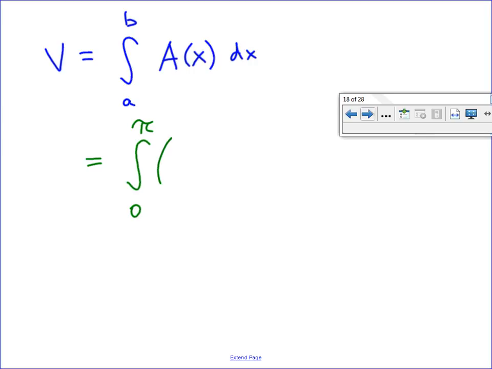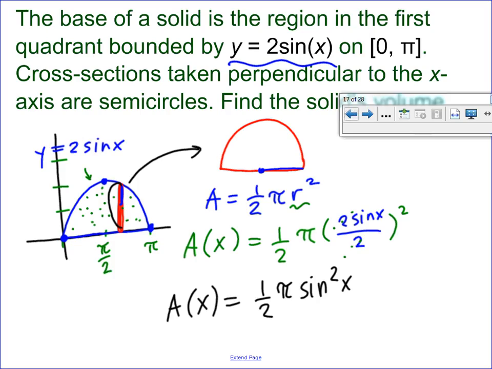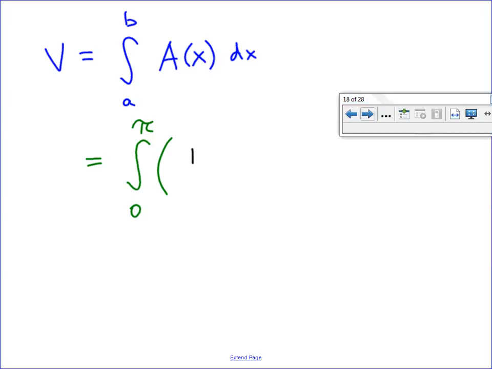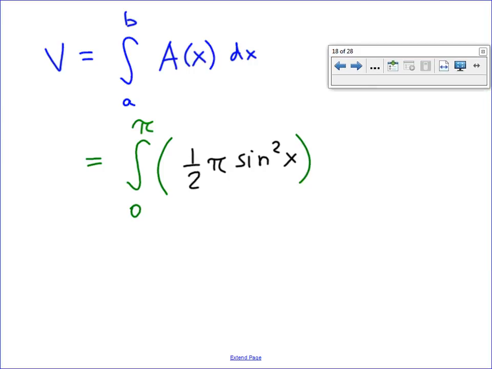My area function A of x we just determined was 1/2 pi sine squared x. And I'm integrating that with respect to x. Okay, so what do we do now? Well, do we have an antiderivative for sine squared of x as it's written? Do we know what an antiderivative for sine squared of x is? What?